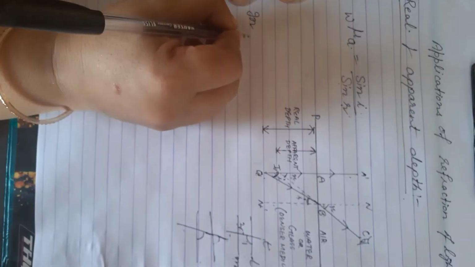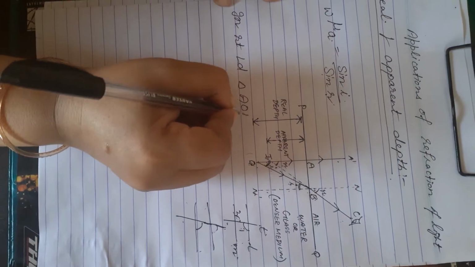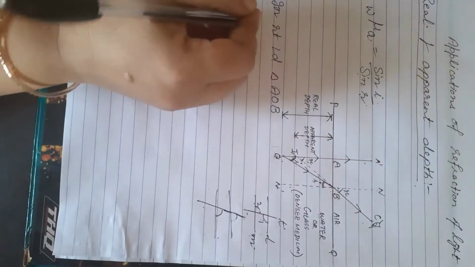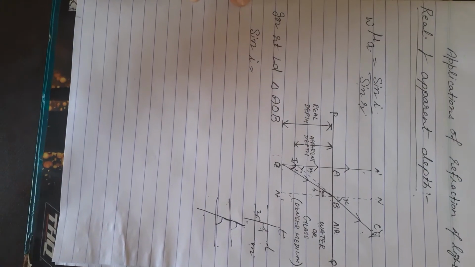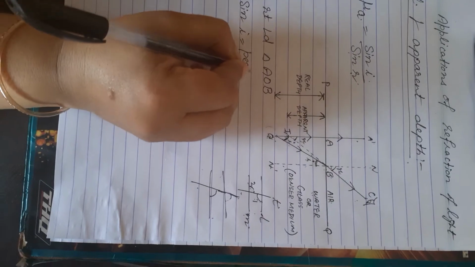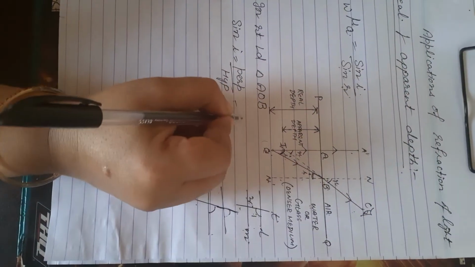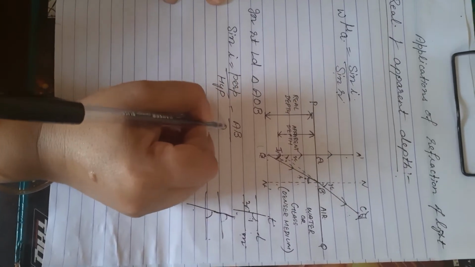How will we find the value of sin I? You have to take triangle AOB. In right angle triangle AOB, sin I will be equal to, sin I is, beta, perpendicular divided by hypotenuse. So perpendicular is here AB, and what is hypotenuse? That is OB.